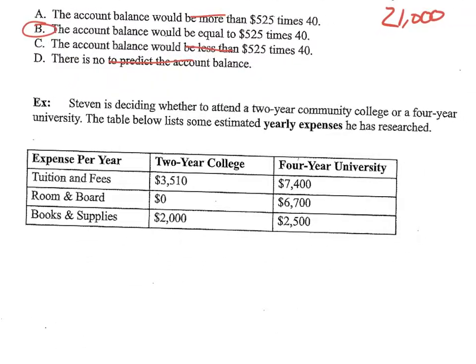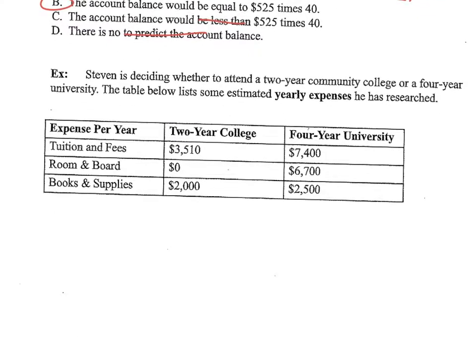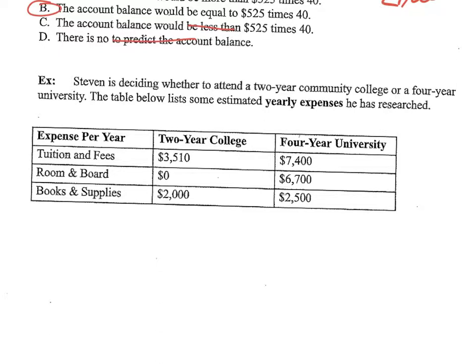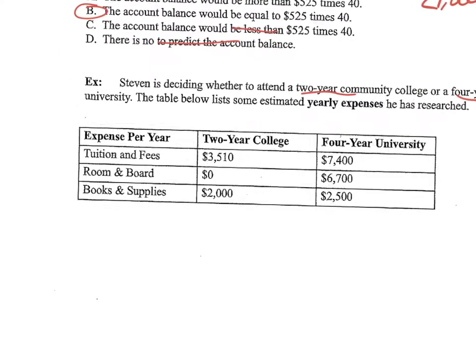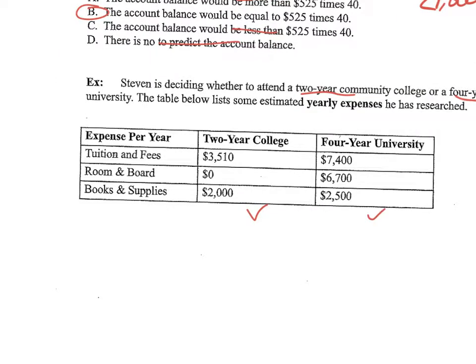Okay, so that's your savings and investment. Down at the bottom and on the next page is the college expenses. The first one is worked out for you, so you can kind of go back and look, and then we'll do one together that's not worked out. Stephen is deciding whether to attend a 2-year community college or a 4-year university. The table lists some estimated yearly expenses he has researched. So we got the 2-year college, then the 4-year college.